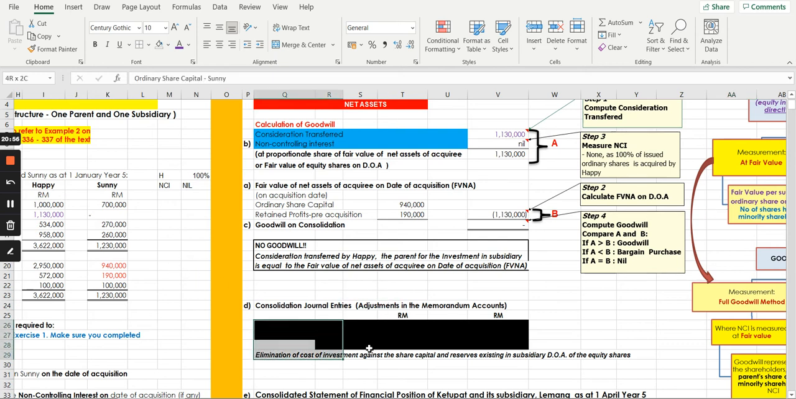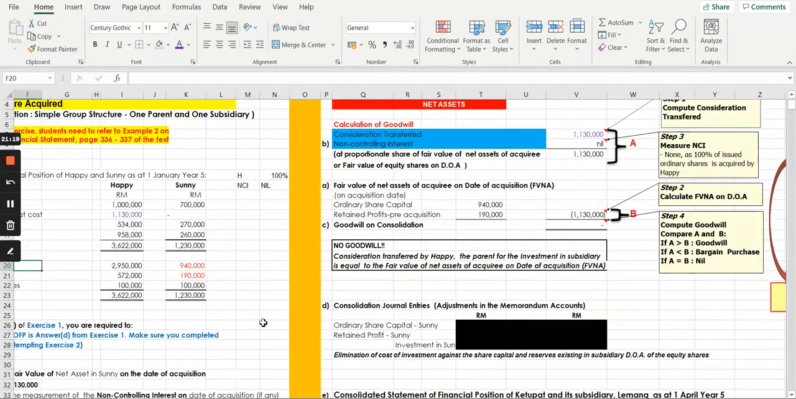So the consolidation journal entry here, what you need to do is eliminate the ordinary share capital in Sunny since you have acquired the shares. So all 940,000 will have to be eliminated. What you will report is just the shareholding of the parent. Only the shareholding of the parent will be reported. The shares that you have in the subsidiary will have to be eliminated.